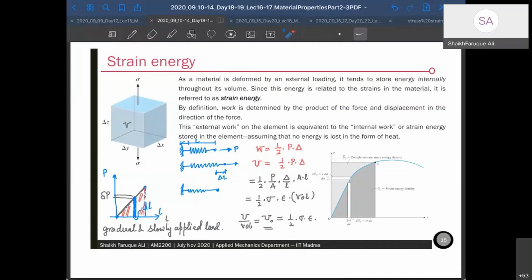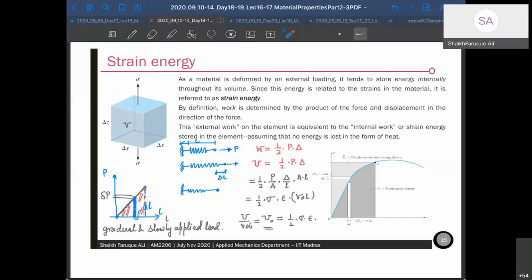So the material starts storing this work in terms of something called strain energy. The material gains some potential because of you doing work, and that is what is stored in the material as strain energy. We don't call it potential energy, we call it strain energy.